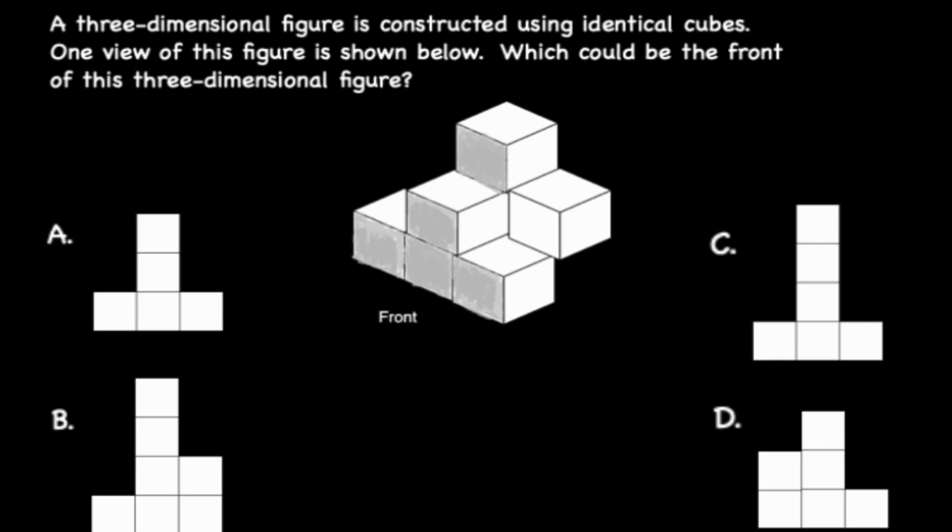If you're standing directly in front of this, you're not going to see this top part. You're not going to see this part. So just count 1, 2, 3. That's 3 going down, and then 3 going across, 1, 2, 3. So which one matches that? It's answer choice A, but it's not any of the other choices.